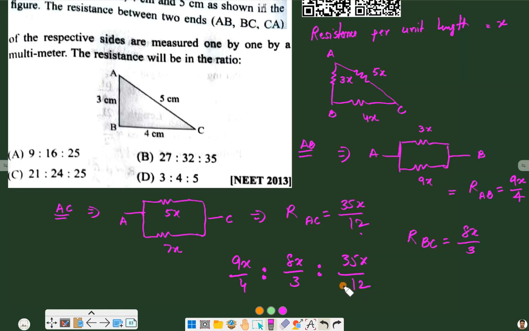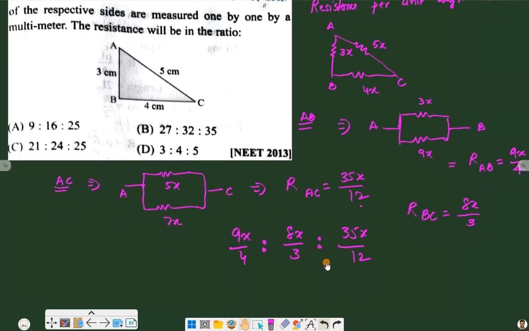So to find the ratio, what we have to do, we have to make the denominator equal. So what we do, we multiply it by 3 and multiply it by 4. So this will be 27x. So 27 ratio 32 ratio 35. Option B will be the right answer.